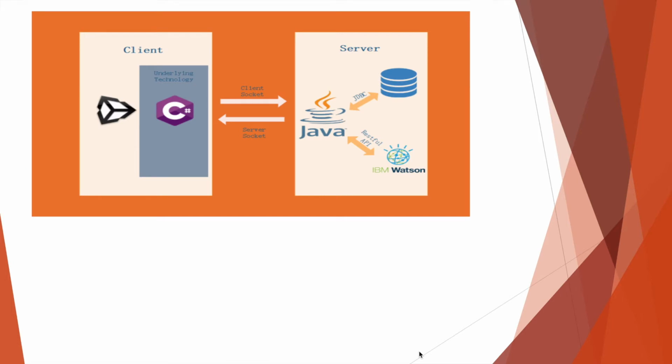Here is a quick and simple system architecture diagram. On the client side, we have the underlying technology of Unity, which is coded in C#, which communicates with our Java backend server, which is implemented with SQLite through a TCP socket. On the Java side, we connect to the database using JDBC, a module in Java, and we use IBM APIs through the IBM Cloud Services.